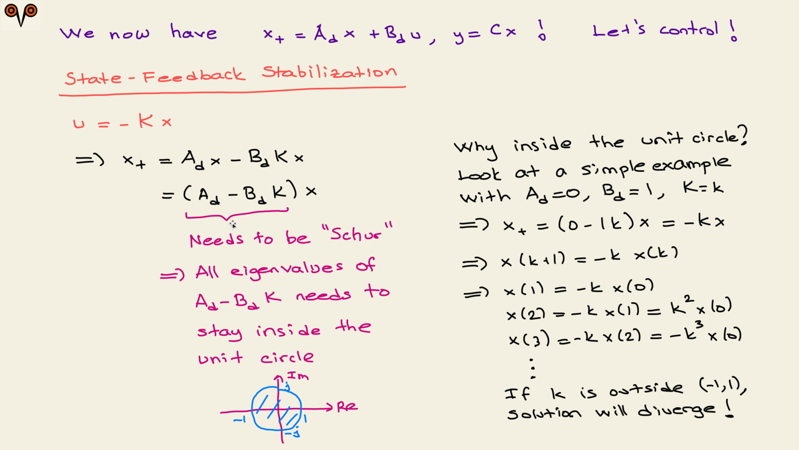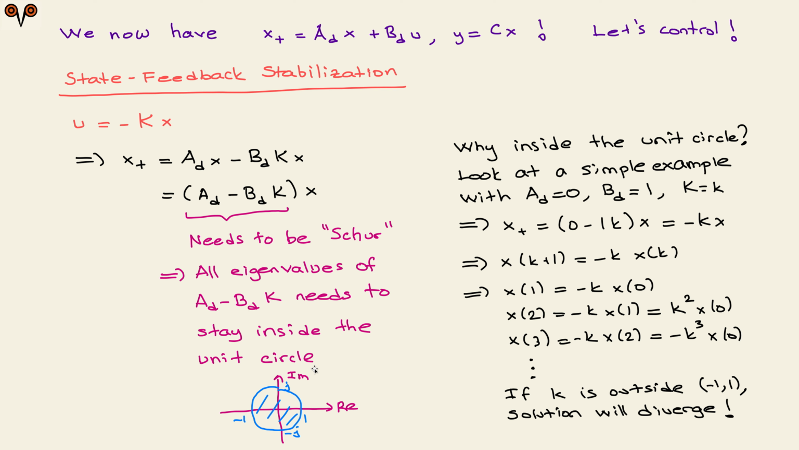First of all, when we close the loop and obtain A minus BK with the continuous time system, the resulting closed loop system matrix needs to be Hurwitz. Hurwitz means all eigenvalues need to be in the left half plane; their real parts need to be negative. In this case, we are going to use the wording Schur. A matrix is Schur when all eigenvalues of A_D minus B_D K stay inside the unit circle.